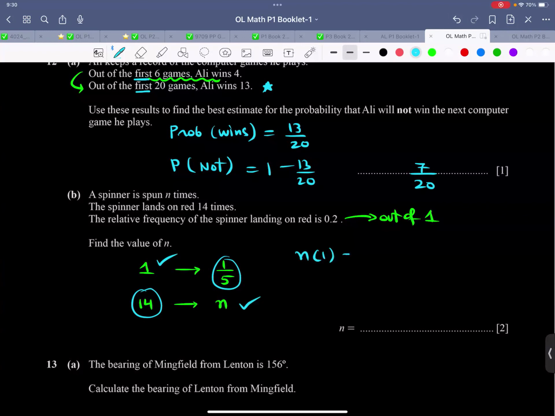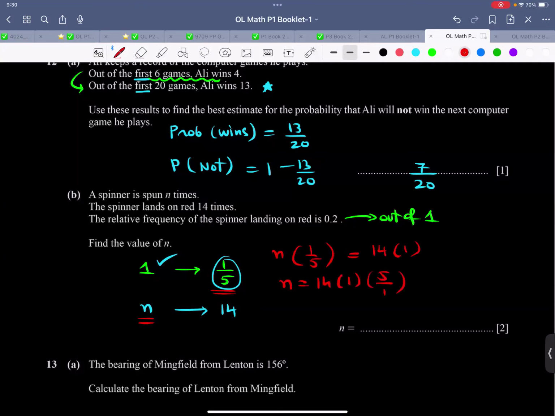So n into 1 is, I think I wrote it the other way around. Okay, let me correct it. Out of 1 is 1/5. Out of n is 14. Now it makes sense. So multiply n with 1/5. So n into 1/5 equals 14 into 1. So therefore, n is 14 into 1 into 5 over 1. 14 into 5 is 70. That is the answer.